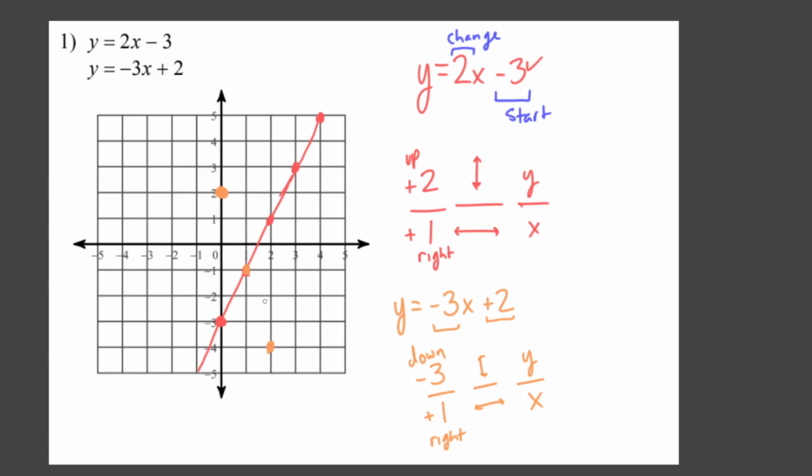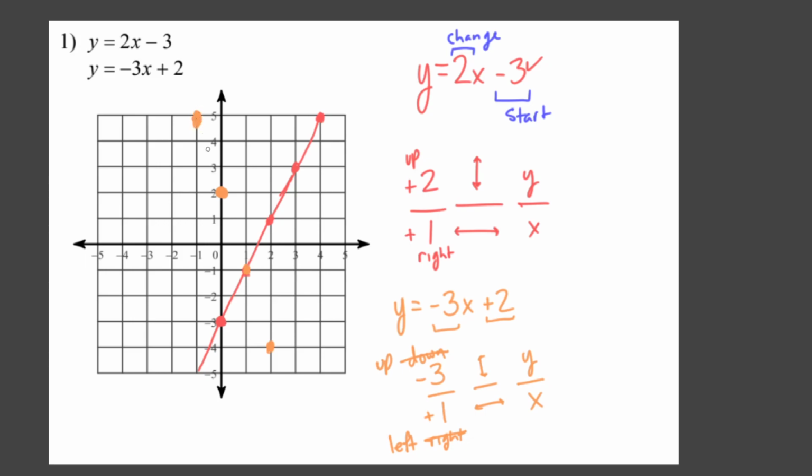I'm running out of room down here, so I'm going to go up here. When I'm going in the opposite direction, I have to switch what the pattern is. So if it was down by 3, now it's going to be up by 3, and to the left by 1, because everything is opposite. So now I'm going to go up by 3. 1, 2, 3, and to the left by 1.